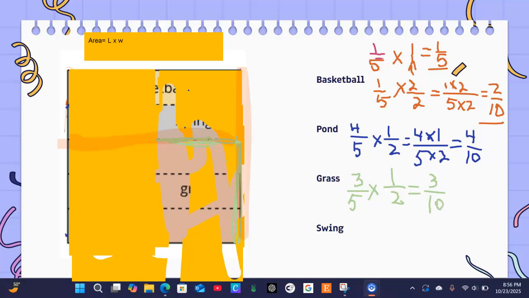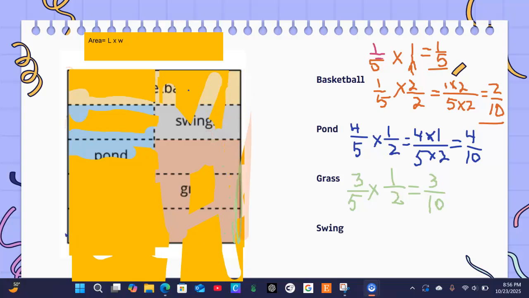We double check our answers. Again, we have 1, 2, 3 for the grass with a total of 10. The park is cut into 10 pieces. All right, let's do our last one, which is the swings. Now you should be able to look at this diagram and see that the swings is only one box.